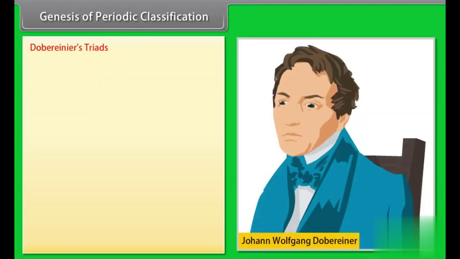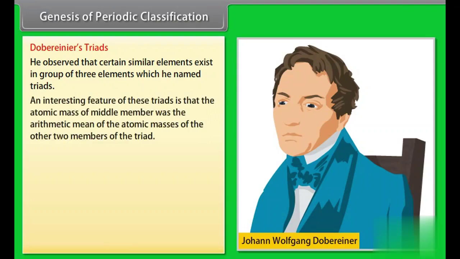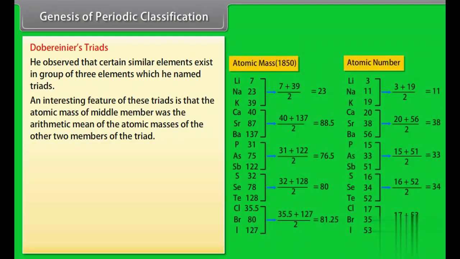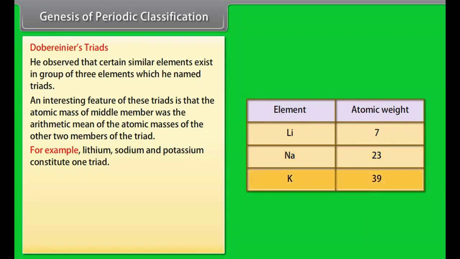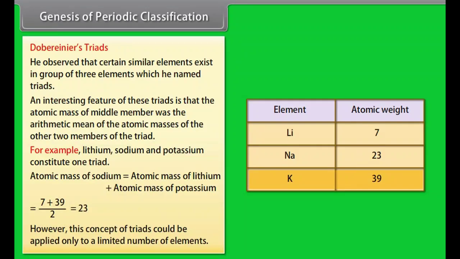Genesis of periodic classification. Doebereiner's triads. He observed that certain similar elements exist in groups of 3 elements, which he named triads. An interesting feature of these triads is that the atomic mass of the middle member was the arithmetic mean of the atomic masses of the other 2 members of the triad. For example, lithium, sodium and potassium constitute one triad. Atomic mass of sodium is equal to the atomic mass of lithium plus the atomic mass of potassium divided by 2, which is (7 + 39)/2 = 23. However, this concept of triads could be applied only to a limited number of elements.